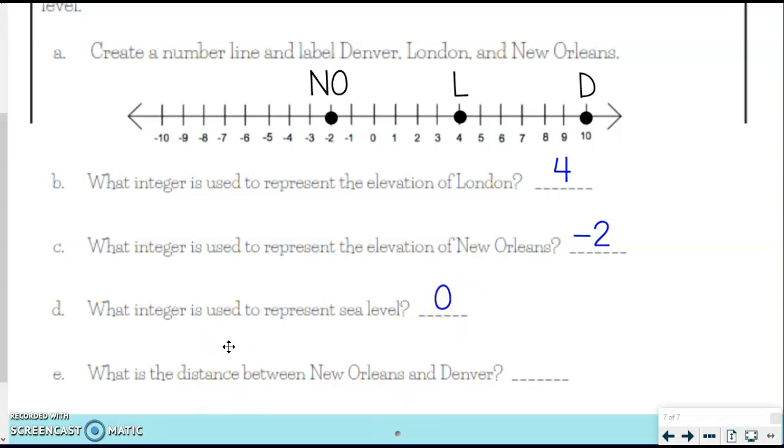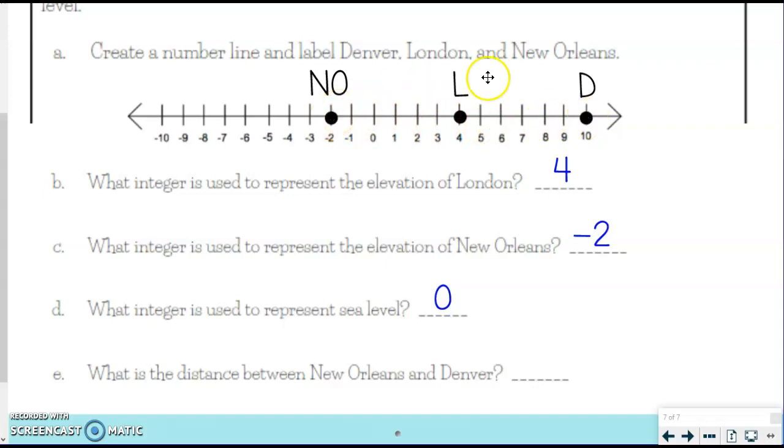That's why we want to make sure our notes are ready to go so that we can practice this later. The last one, this might have tripped you up, but let's see if we can do it. What is the distance between New Orleans and Denver? So I want to know, what's the distance between these? Well, New Orleans is 2 feet below 0, so there's 2 I have to keep in mind. But then Denver is 10 above.